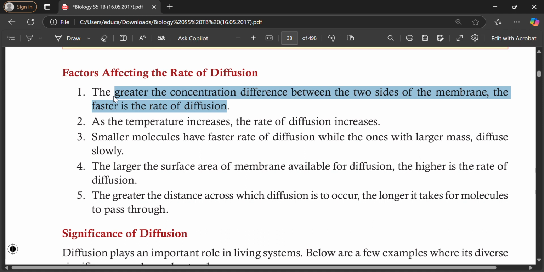The larger the surface area of a membrane available for diffusion, the higher the rate of diffusion. The greater the distance across which diffusion is to occur, the longer it takes for molecules to pass through.